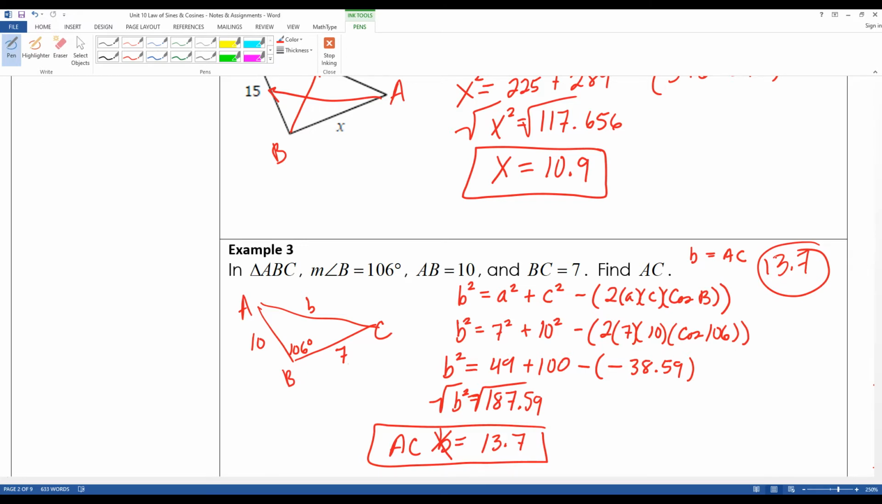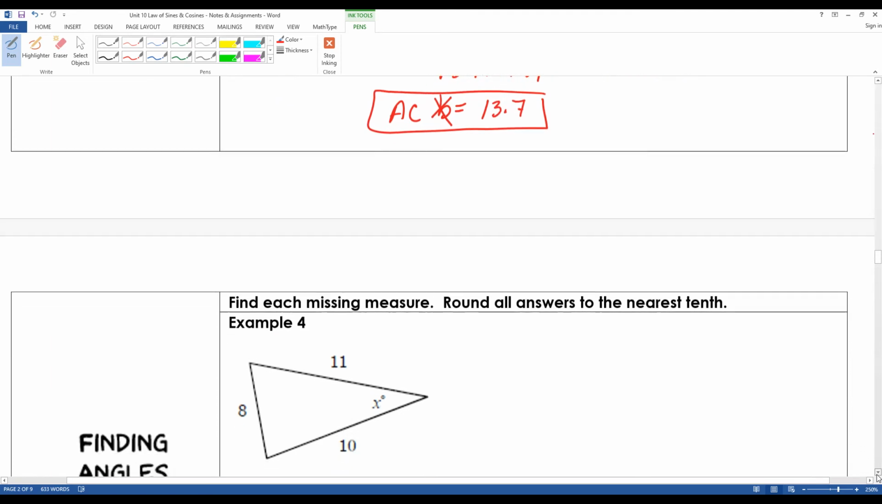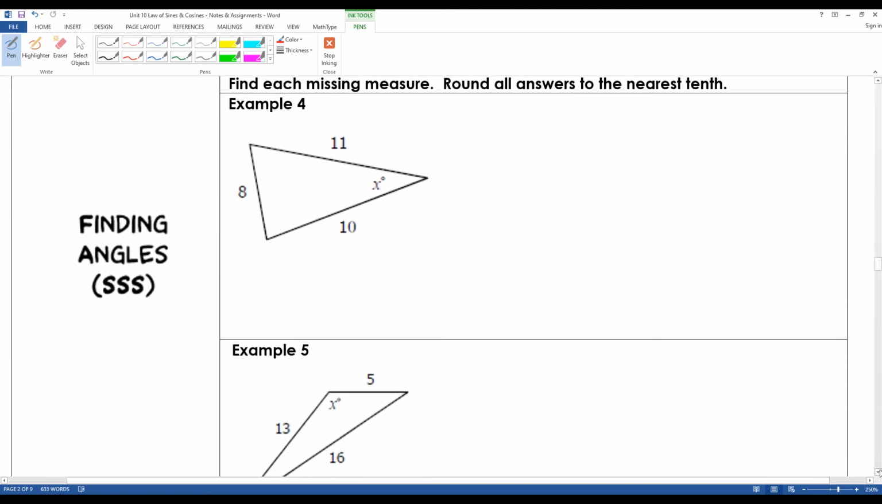Now, let's go to the next page. Page 5 now. Now we're going to find angles, okay? So again, we look at this and we're like, okay, I can't use law of sines because I don't have any angles. I have all sides. So this is going to be a law of cosines. But what do I have? Let's label. We'll just go A, B, C. I'll label it like I did in the answer key.